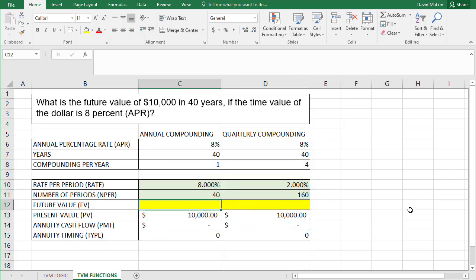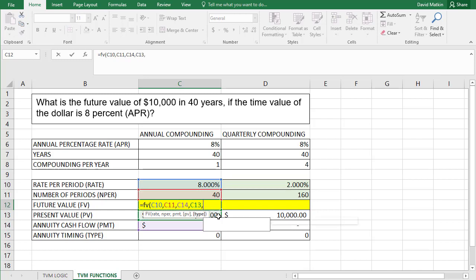So now we're ready to do this calculation. We come in here to the future value cell and we choose the function of FV. So what is the rate? Well, we calculated the rate up here as 8%. That's rate per period, not per year. Rate per period. All the information in here is now dealing with periods. Now the number of periods is 40. The annuity value is 0. The present value is 10,000. And the type here is 0.